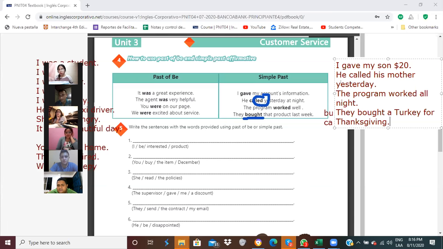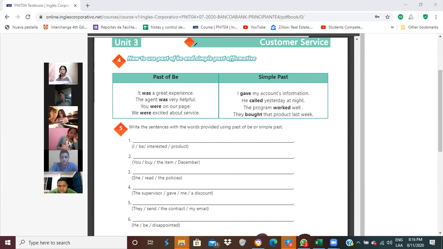Okay. Any questions referring to this vocabulary? Okay. Any questions? Hi. Donde dice, perdón, lo último. Thanksgiving. Thanksgiving es Día del Pavo. Día de Gracia. Okay. Thank you for your question.